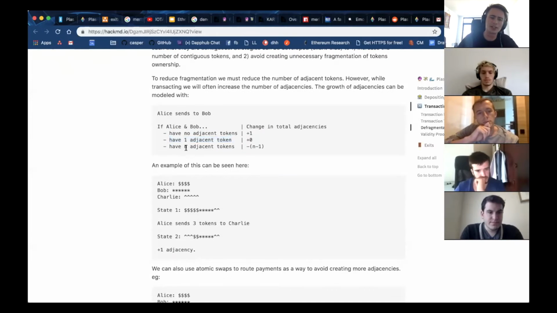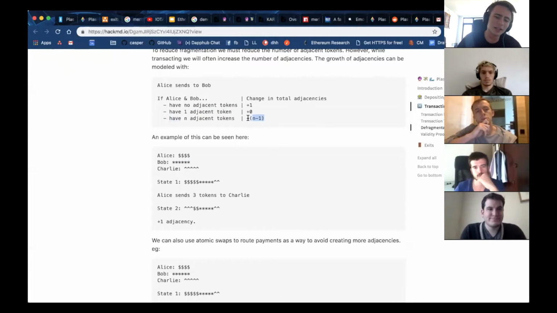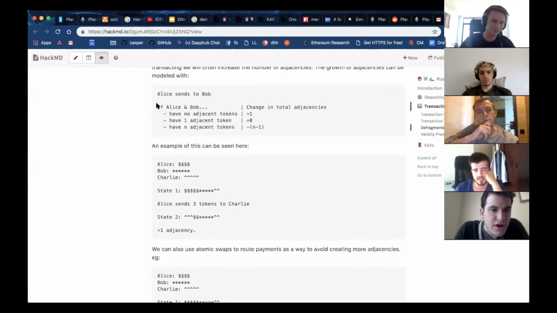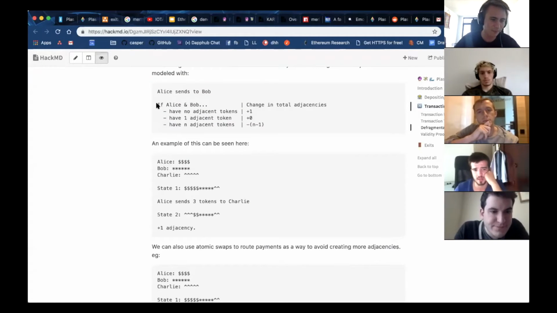And then if you have multiple adjacencies, you can clean up your adjacencies if you send enough tokens. I didn't actually check this, so Dan, you can call me out if I did that wrong. Yeah, I think that's right. Yep. Okay, great. So transactions in this scheme essentially reduce to how we optimize this kind of data structure.